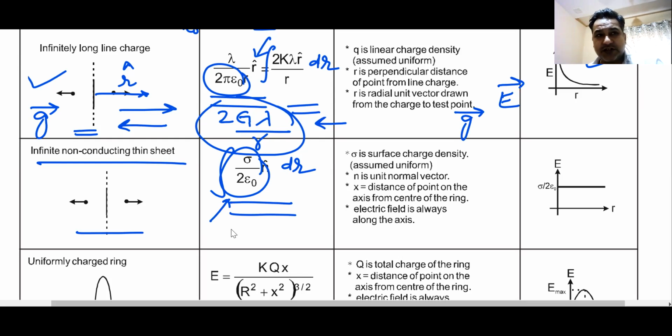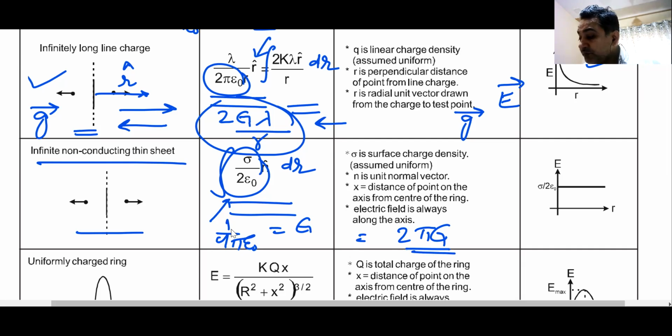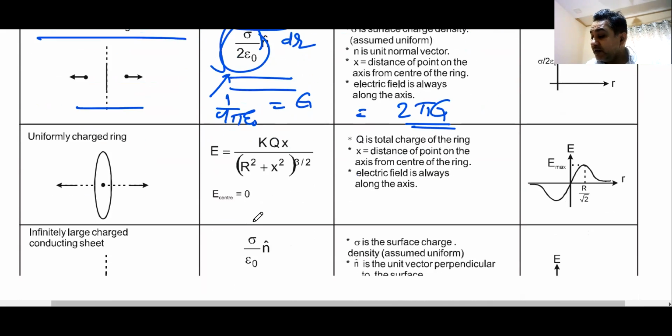Sigma is charge per unit area. Here it will be mass per unit area by 2 epsilon naught. Remember, 1 by 4 pi epsilon naught has to be replaced by G. So 1 by 2 pi epsilon naught becomes 2 pi G. So put 2 pi G in place of 1 by 2 epsilon naught, and you have the formula for gravitational field.